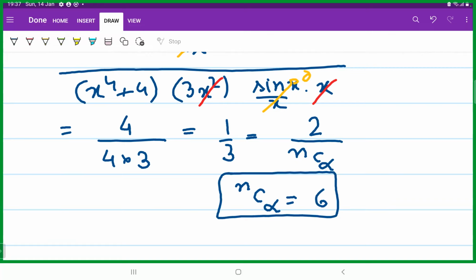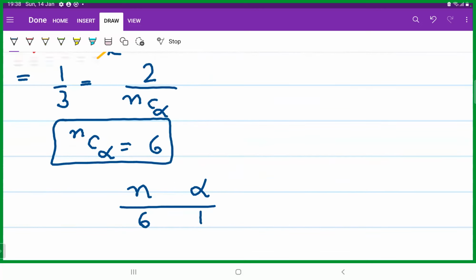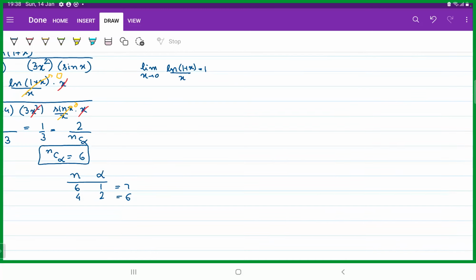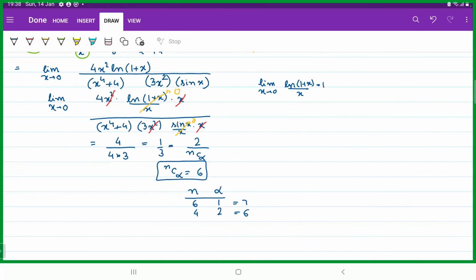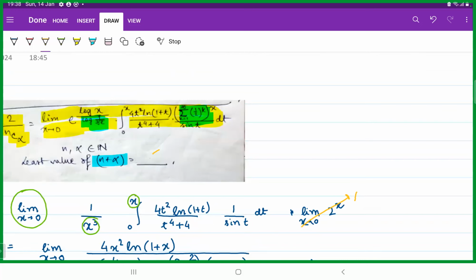So what can be the possible values of n and alpha in this particular case? This can be 6 and 1, and this can be 4 and 2. Now n plus alpha for this one will be equal to 7. For this one will be equal to 6. So yeah, we have our answer. The minimum value of n plus alpha will be equal to 6. The answer is 6.